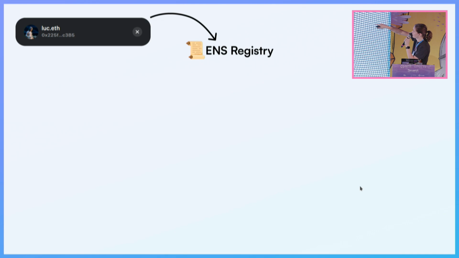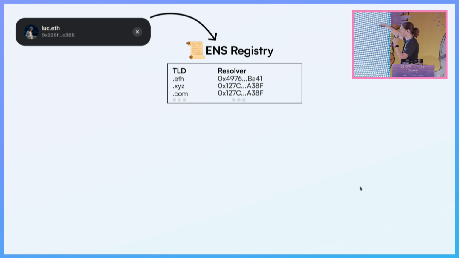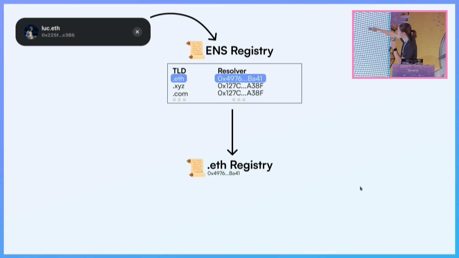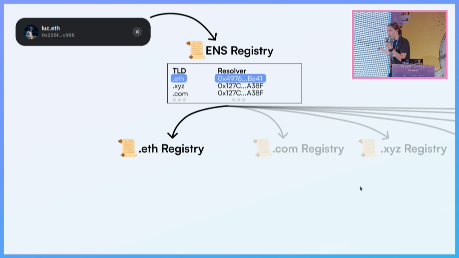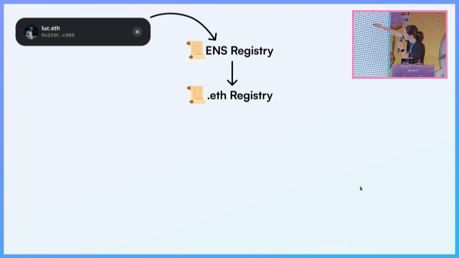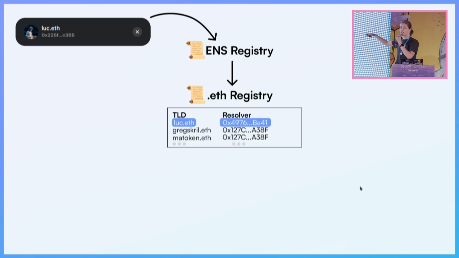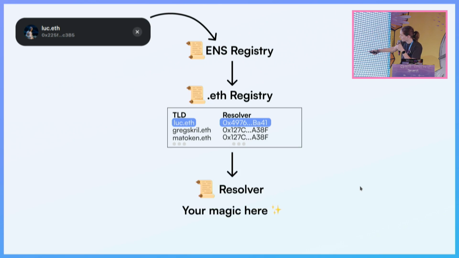So the way that works is ENS reaches out to a registry, and it looks at who owns .eth, and then there's a contract, because all of them have contracts, and then it goes to the ETH contract, and asks, who's Luc.eth? And then Luc.eth has a contract that's responsible, the resolver. And you get to set this resolver.